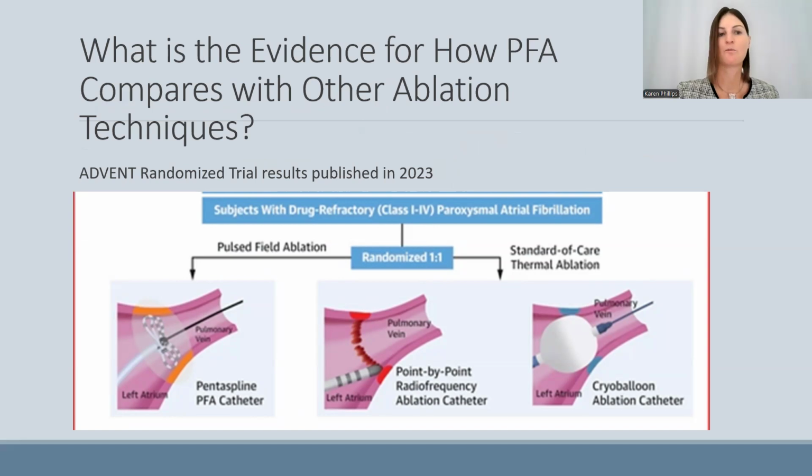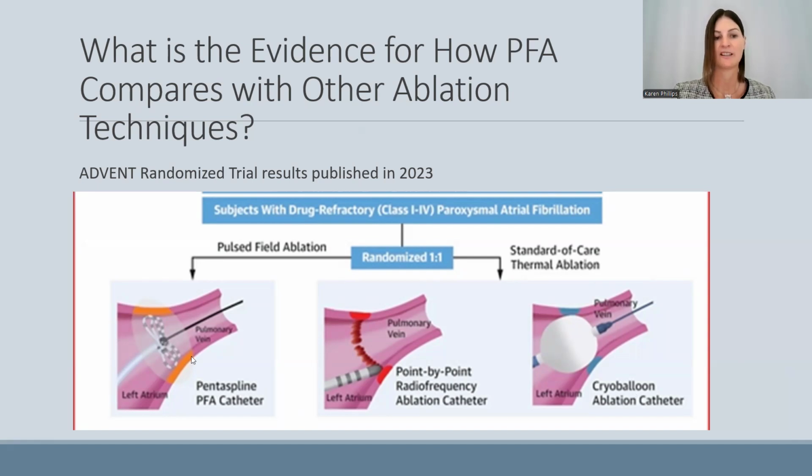You should be asking, well, what's the evidence that this is any better than what you were doing before? How does pulse field ablation compare with other ablation techniques in head-to-head studies? And the most important one that we have so far is called the ADVENT randomized trial, and it was published in 2023.